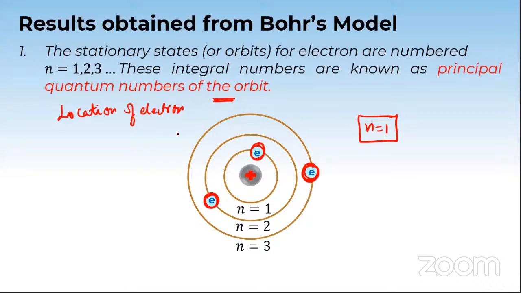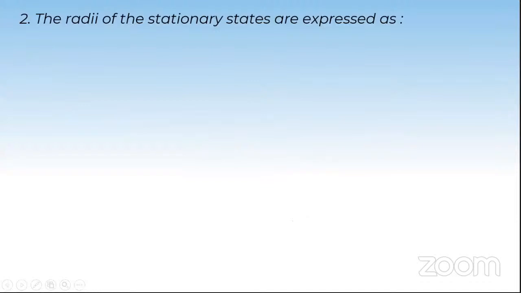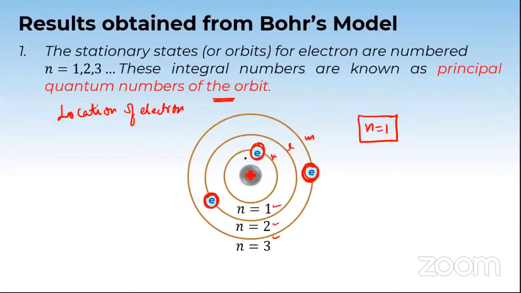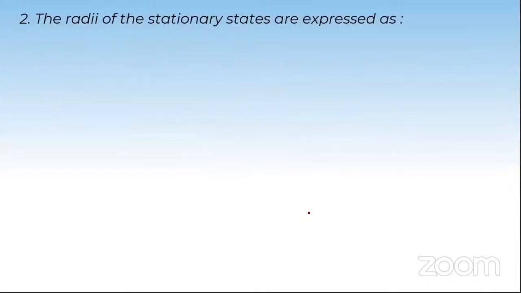There are special orbits, and these orbits have a number 1, 2, 3, or alphabets K, L, M, N, O, P continuously. So remember this n. You know what n is now, right? Now let us try to understand. We'll calculate how far n equal to 1 is located from the center of the nucleus. How far is n equal to 2 located? How far is n equal to 3 located? We are going to see how far these shells exist from the nucleus.